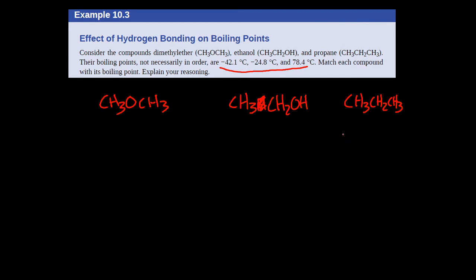So if we look at the different molecules, this molecule only has dispersion forces, because the only bonds that exist here are between carbon and hydrogen, and between carbons, which are all nonpolar. So this would have the smallest amount of intermolecular forces, and so this would be the negative 42.1. When we compare these two, both of these have polar bonds.